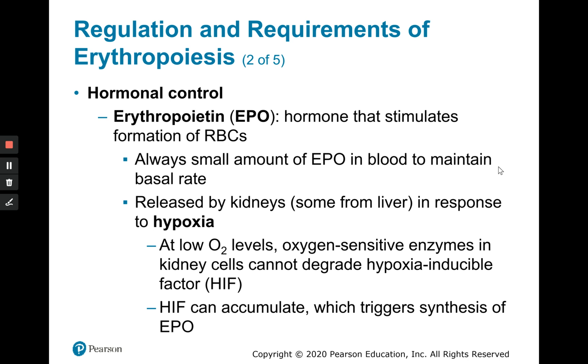At low oxygen levels, there is an oxygen-sensitive enzyme called hypoxia-inducible factor that cannot be degraded. Now, it cannot be degraded in kidneys. When this HIF builds up because it can't be degraded when there are low oxygen levels, that's going to trigger the synthesis of EPO. So HIF accumulation is the trigger for EPO production from the kidneys. But in general, there's always a small amount of EPO in the blood to maintain the basal rate. But if we want to see extra production that's going to stimulate the formation of red blood cells, we would have to see low oxygen levels be the primary trigger.